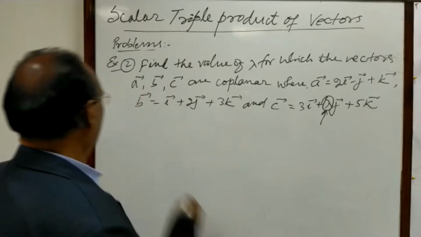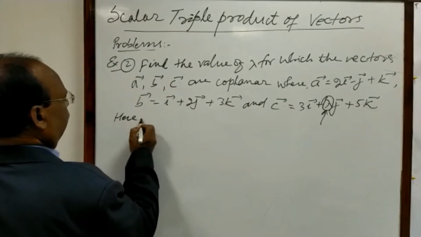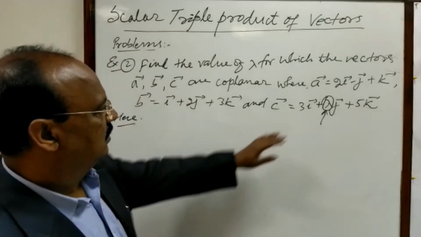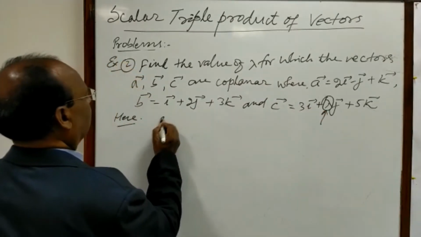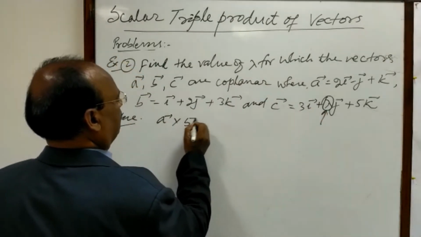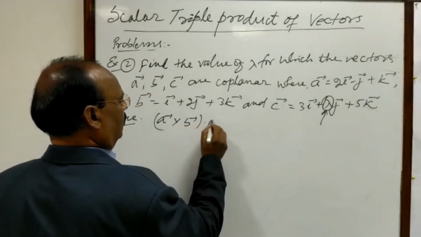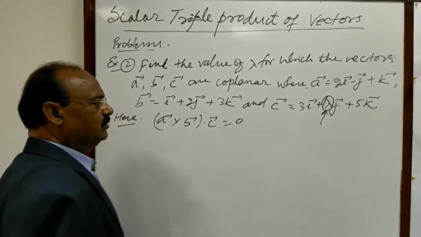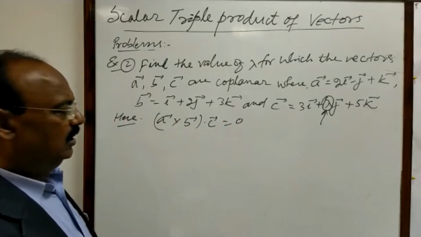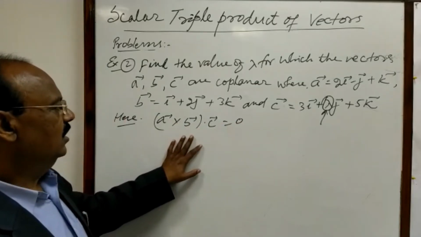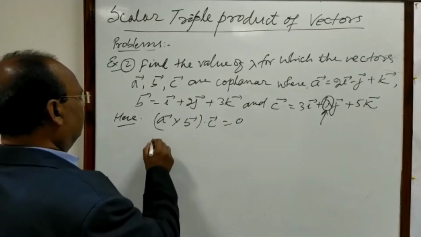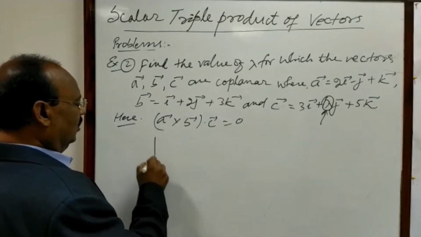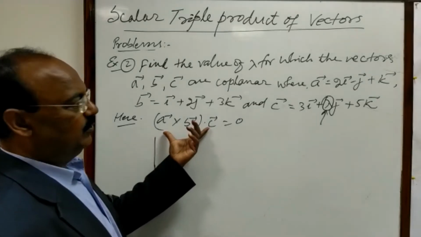So here, as these three given vectors are coplanar, therefore we can write A cross B dot C, this will be equal to 0. And in the previous question we have seen how to get this scalar triple product. So with the help of a determinant, we can write this scalar triple product.